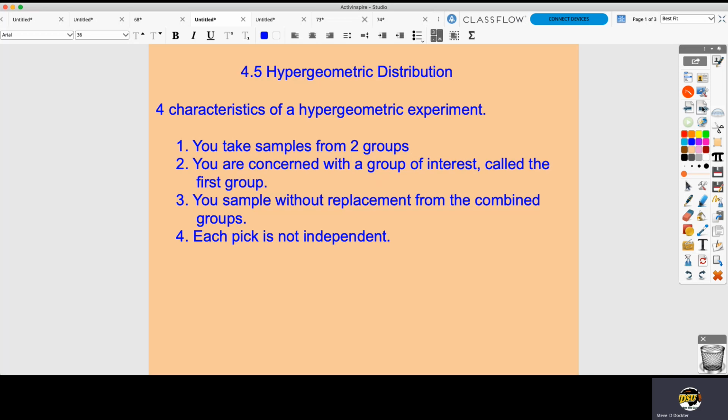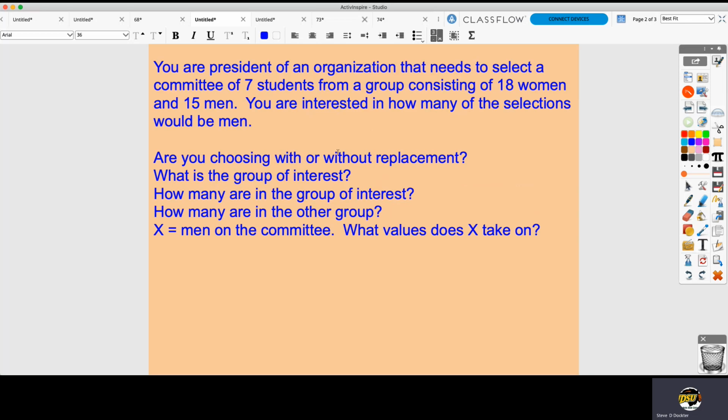All right, so we're going to do a couple examples here, and these are the sorts of questions that you would be asked on a test. I'm going to show you how to find the actual probability on the next slide, but this would be more like what your test questions are going to be. So you're president of an organization that needs to select a committee of 7 students from a group consisting of 18 women and 15 men. You are interested in how many of the selections would be men. We're going to answer those questions in just a minute.